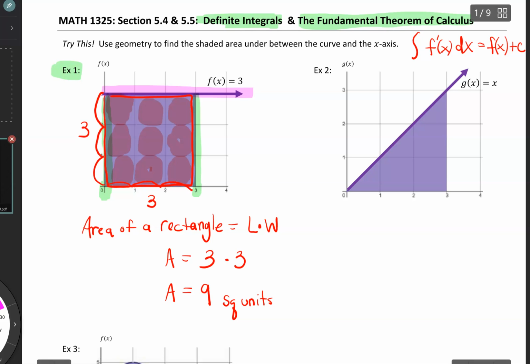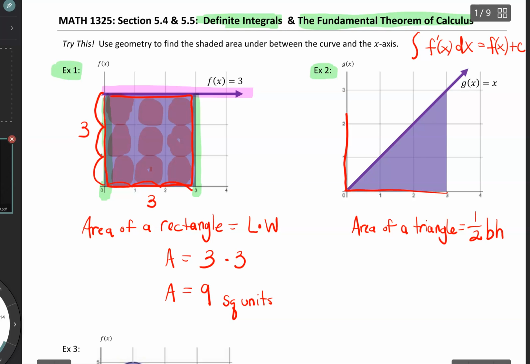Same thing on number 2. Let's look at example 2 here. This is a rectangle, and we have a formula for that, right? Area, sorry, not a rectangle, it's a triangle. Area of a triangle. So you might have this memorized. It's 1/2 base times height.